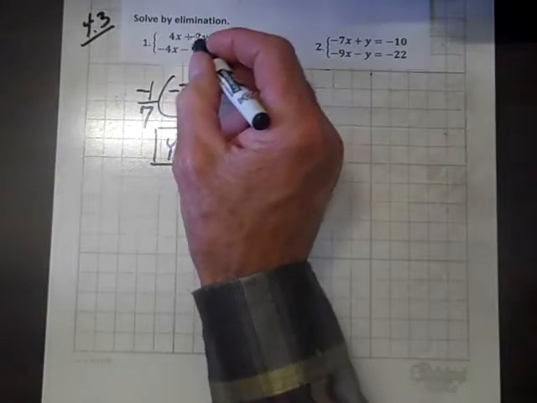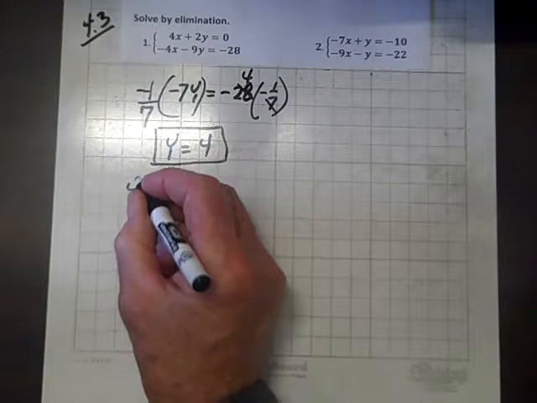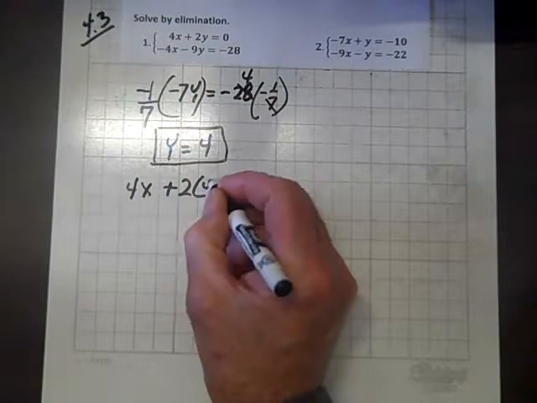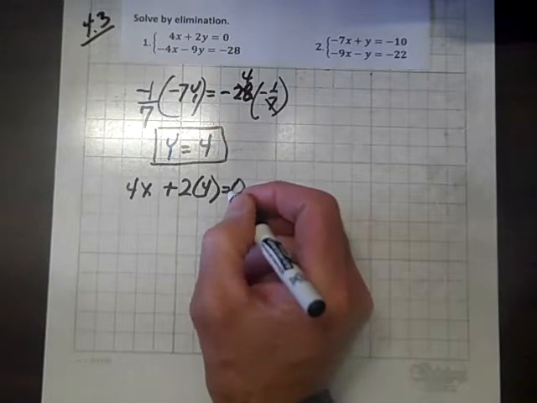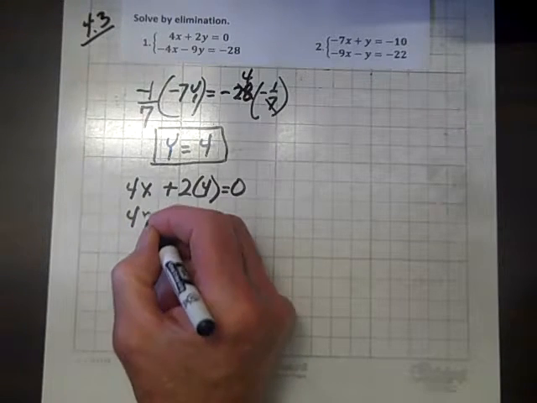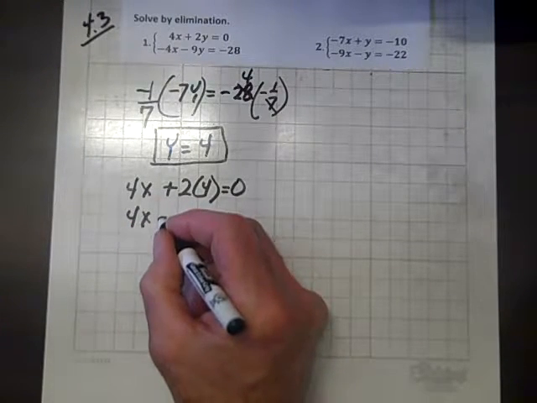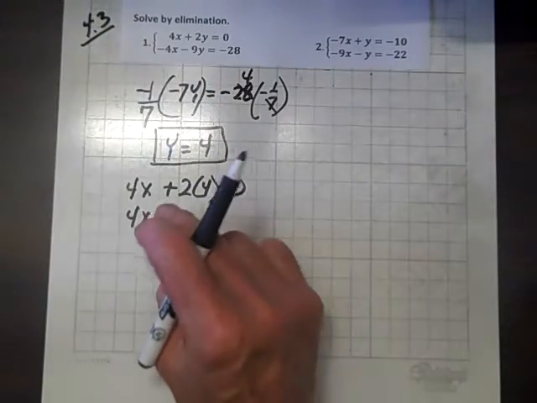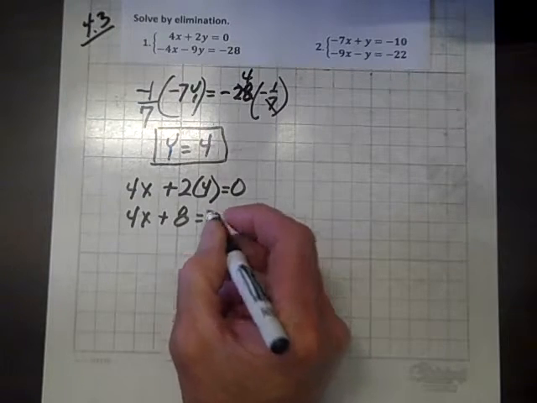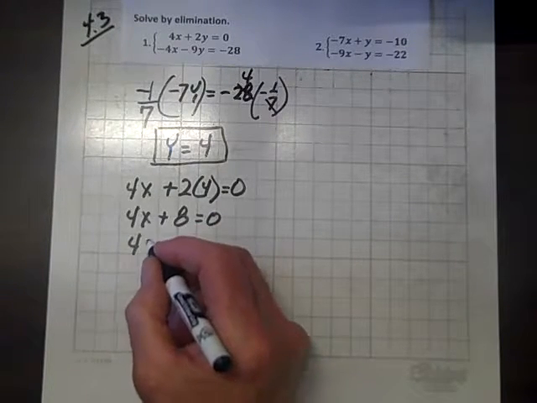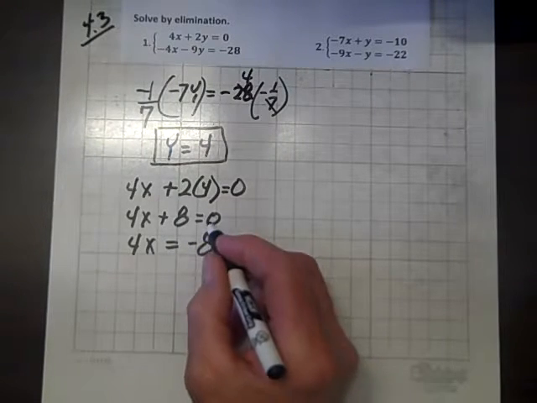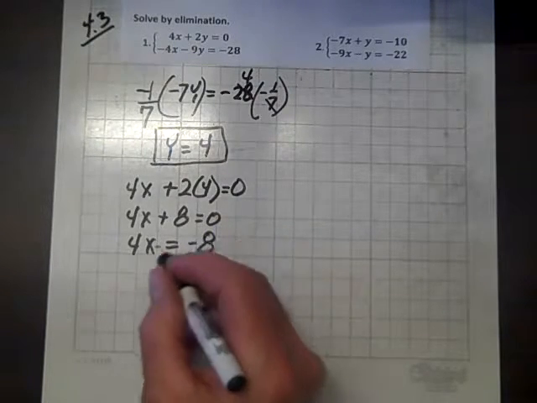So let's take either one of these equations. Say the first one, 4x plus 2 times y, but y is 4, equals 0. So 4x plus 8 equals 0. So we'll subtract 8 from both sides. Subtracting 8 from 0, we get negative 8.